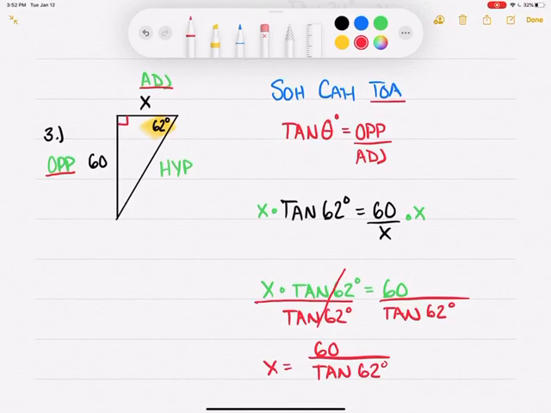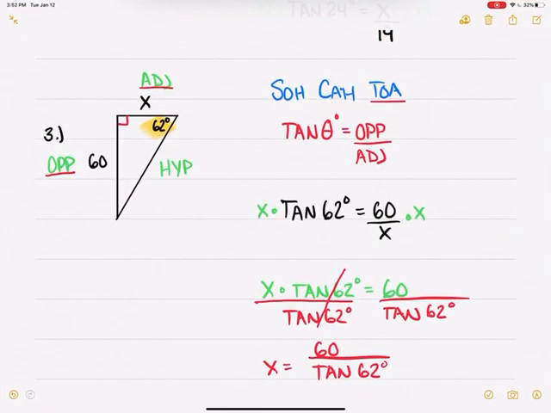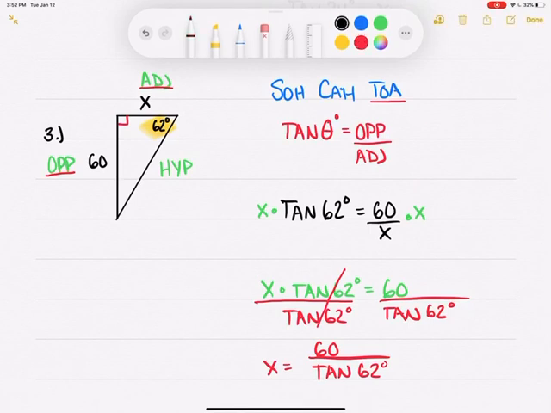So let's go to our calculator again. X equals 60 divided by, and I'm going to put parentheses, tangent, 62 degrees, close the parenthesis, enter. 31.9. All right, that's finding missing sides using SOH-CAH-TOA.